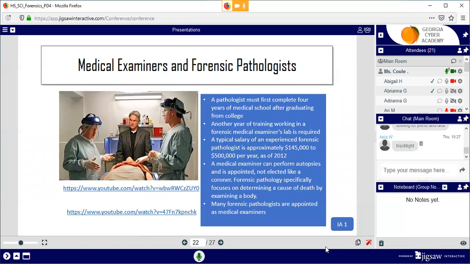Okay, and here's a couple of videos. The first one's going to tell you about some things that a forensic pathologist does. And then the second video is talking about a pathologist assistant, not even necessarily about a forensic pathologist, but just a pathologist assistant. And just as a forewarning, the pathologist assistant video does include some footage of a human organ.